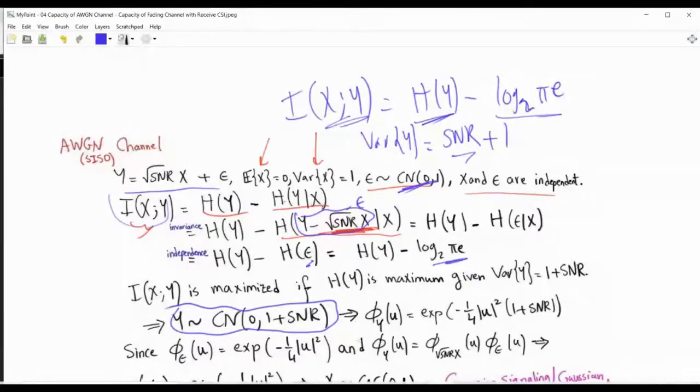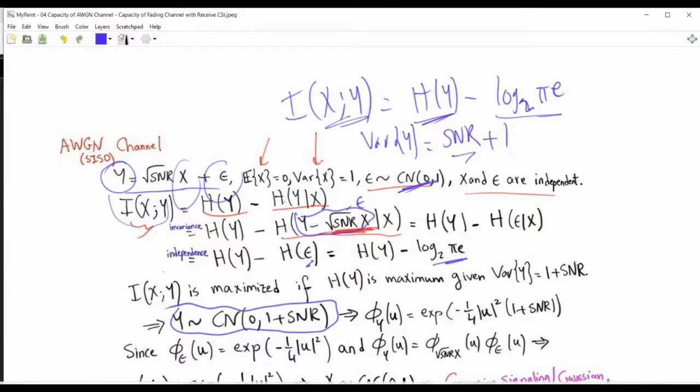And you can show using the characteristic function that if y is Gaussian, and x and epsilon are independent and epsilon is Gaussian, then x should be Gaussian. Then what you transmit on the channel should basically be Gaussian random variables, if you want to maximize the mutual information. Okay, so we transmit Gaussian signals.